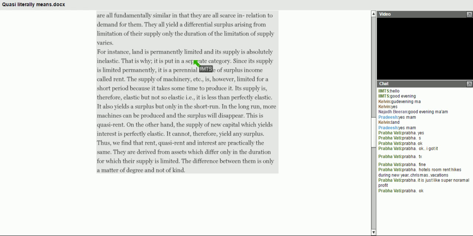So land is permanently limited and its supply is absolutely inelastic. That is why it is put in a separate category. Since its supply is limited permanently, it is a perennial source of surplus income called rent. The limited supply of land does not only mean that we cannot buy more land. It also means that the land given by nature is not going to increase over a period of time. So it is not in a very narrow concept, it is in a much broader concept that we are talking, with respect to nature's abundance.